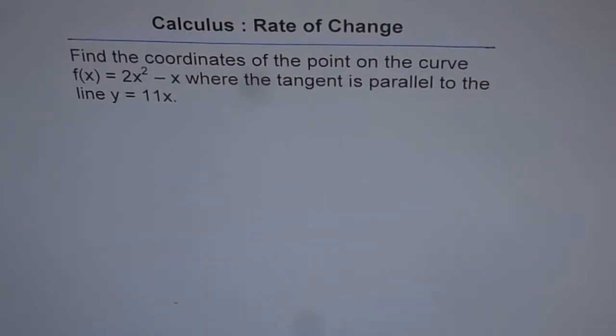Calculus, rate of change. Find the coordinates of the point on the curve f of x equals 2x squared minus x, where the tangent is parallel to the line y equals 11x.